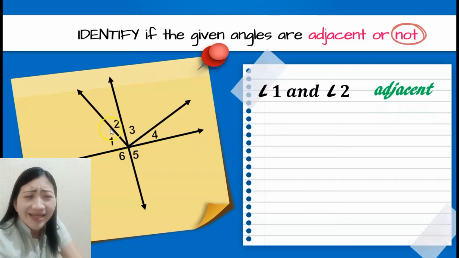That's right. Bakit kaya siya naging adjacent? Meron silang common vertex, itong nasa gitna, which is the common point. And meron silang common side, which is this side. So, ibig sabihin, adjacent sila.